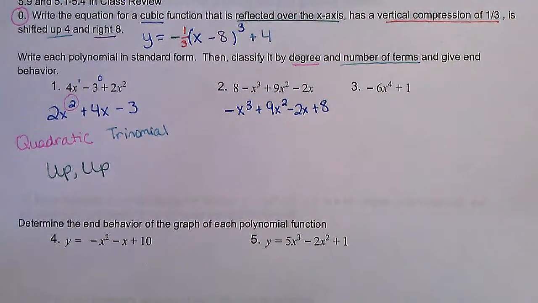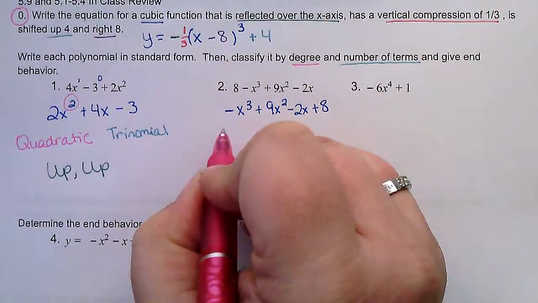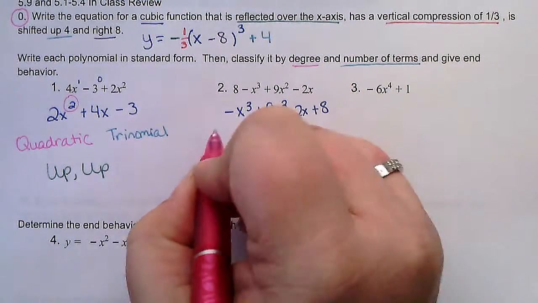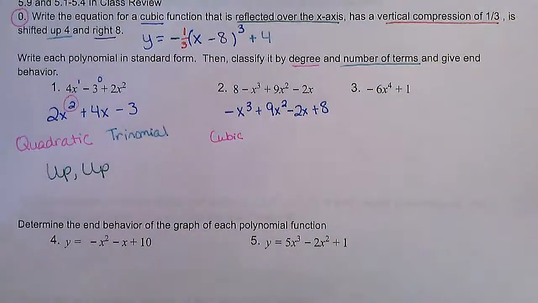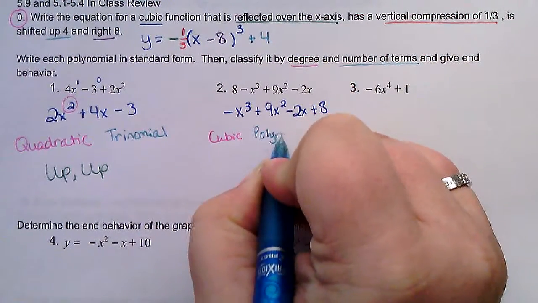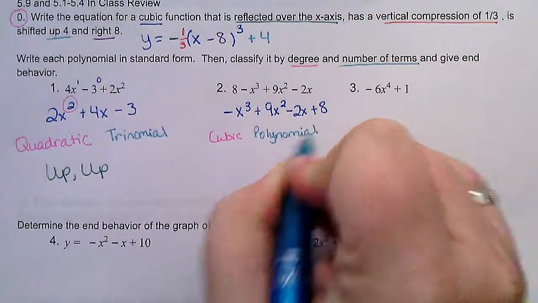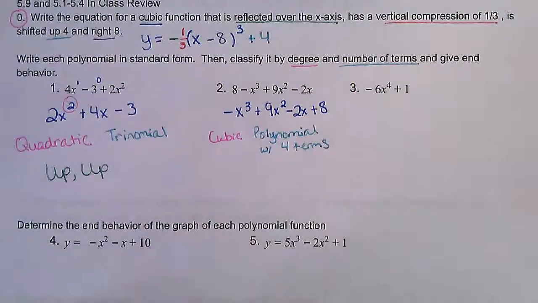Okay, so now degree, what's our degree? 3. So look at your chart. With a degree of 3, it is cubic. And then how many terms are there? 4. Now, do we have a word for 4? No. So it just has polynomial with 4 terms. So that's for anything 4 or larger. You just say polynomial with whatever terms.